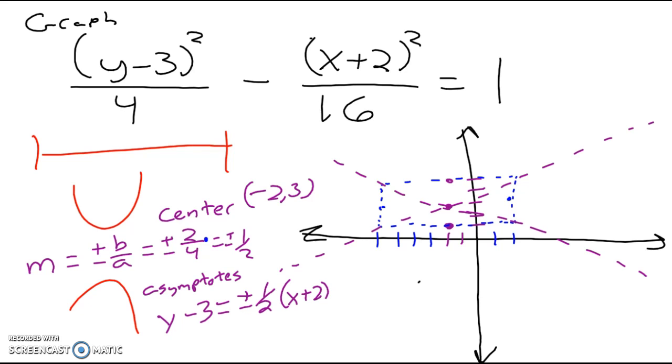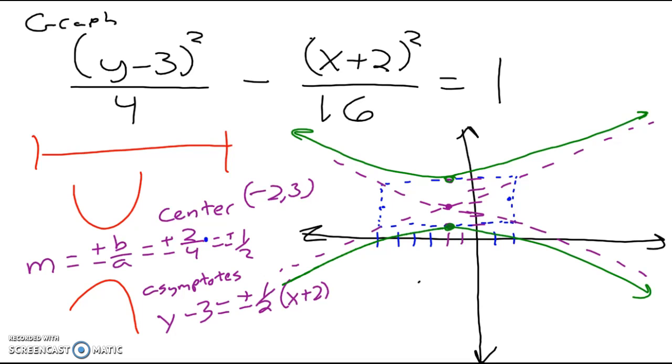We know it opens up and down, so we can keep coming closer and closer to the asymptotes. On this side as well. That one's not the best one. And so this green graph is our hyperbola.